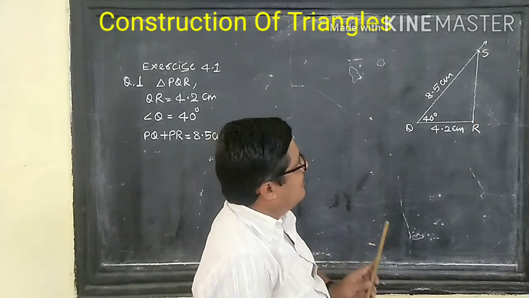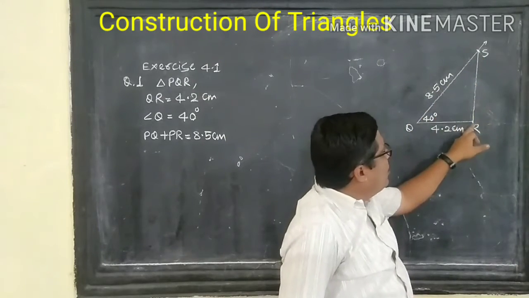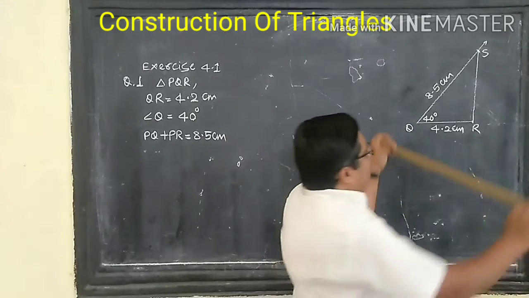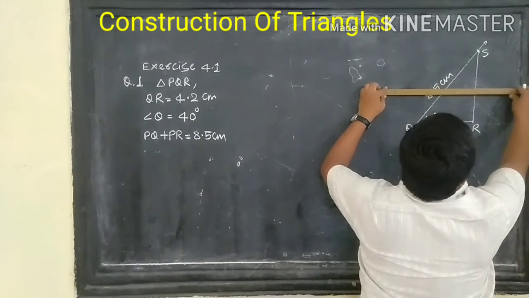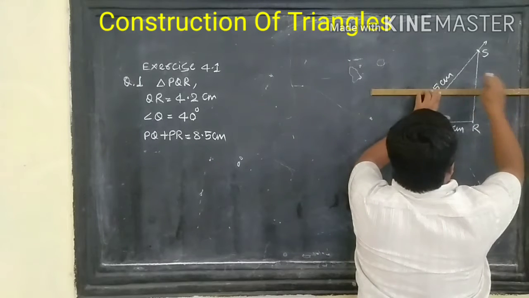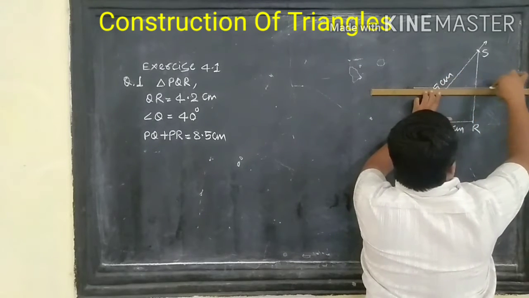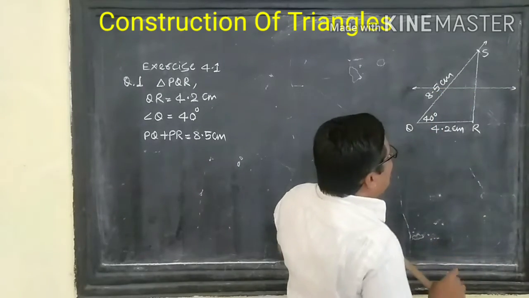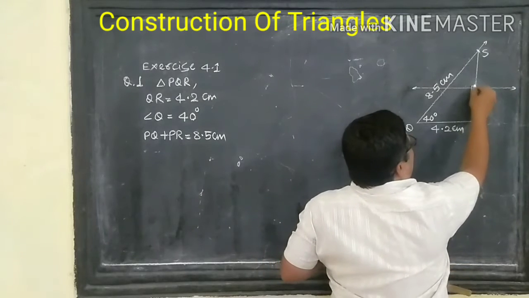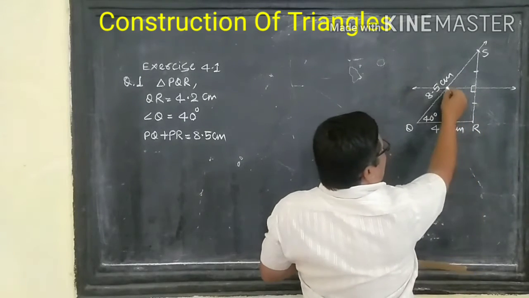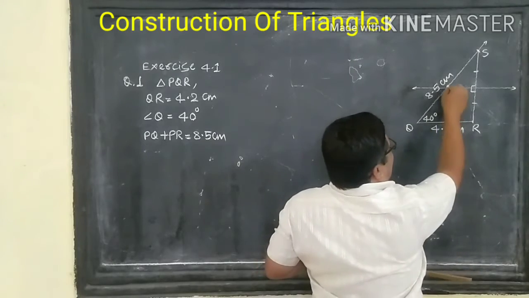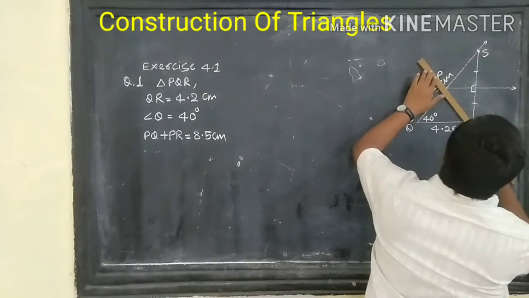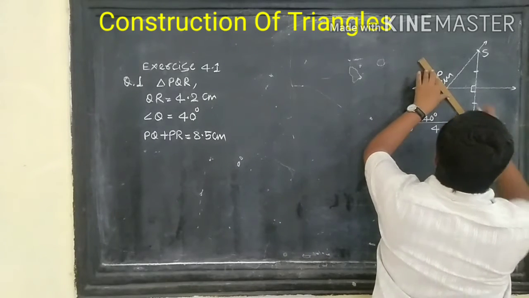Now after that we have to draw perpendicular bisector of segment RS. So by using steps of construction we can draw the perpendicular bisector in this way. After drawing perpendicular bisector in this way, we get this point of intersection, and that point is point P. So after that we have to draw segment PR.